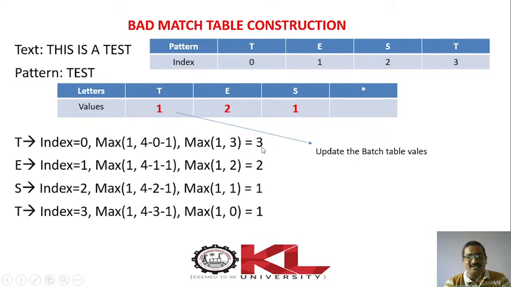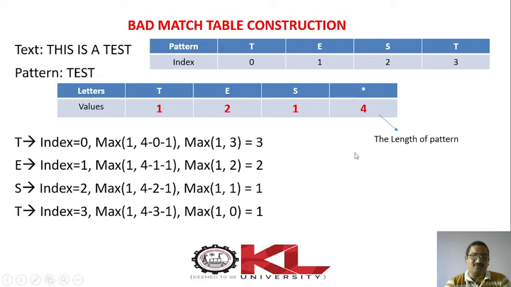You compare with the previous: the earlier T value is 3 and the next T value is 1. Now you have to update the T value. By default, whichever is the minimum value, we have to consider that value. Now T equals 1. Whatever the pattern characters are, we got all their values. Then what about this star? The star is the value we have to print for any other character, which is the length of the pattern. What is the length of the pattern? The length of the pattern is 4, so we keep the value as 4.